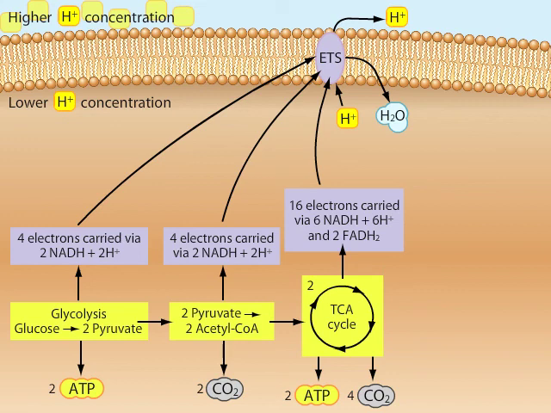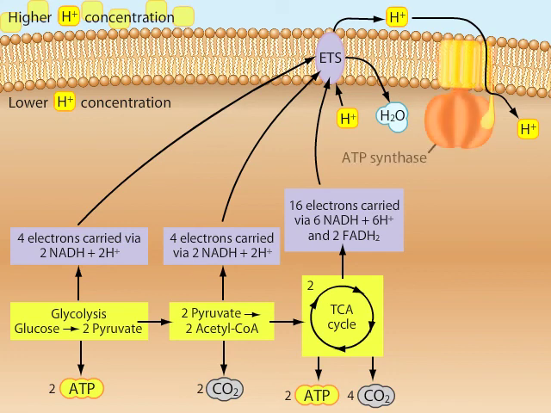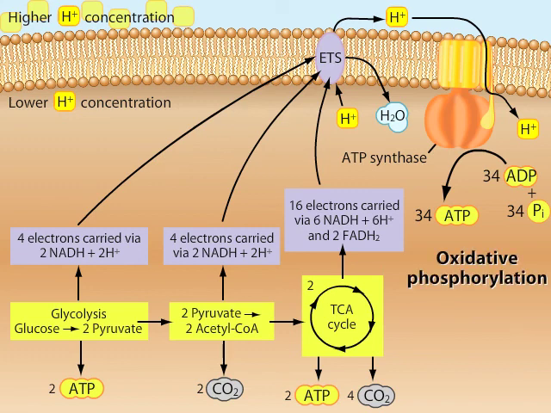The hydrogen ions will tend to move down their concentration gradient back into the cell, and they do so through a complex called ATP synthase. This flow of hydrogen ions through ATP synthase drives the formation of ATP from ADP and inorganic phosphate. The production of ATP using the hydrogen ion gradient from the electron transport system and the reduction of oxygen is called oxidative phosphorylation. How does the electron transport system operate?